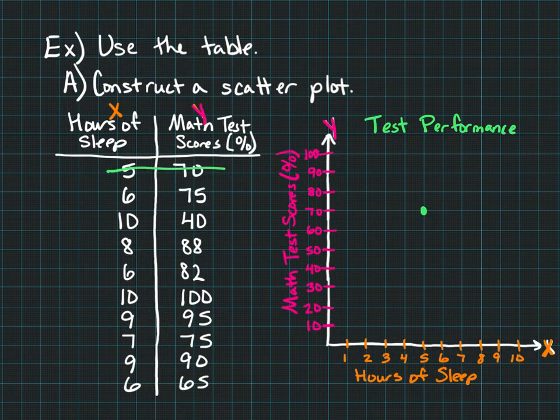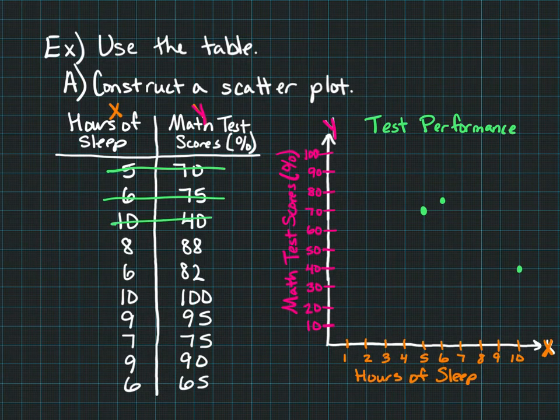And I'm going to cross it off because I've plotted it. That way I can keep up with where I'm at. Then I have 6, 75. 75 is halfway between 70 and 80. Plot my point, cross it off. 10, 40. Plot my point, cross it off.